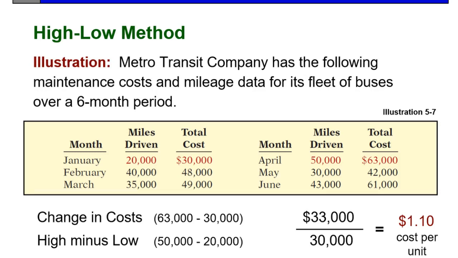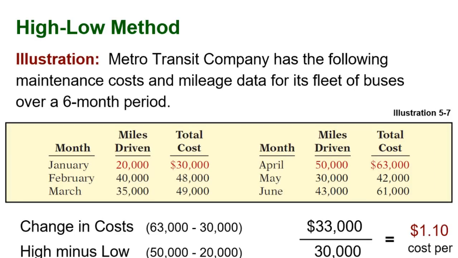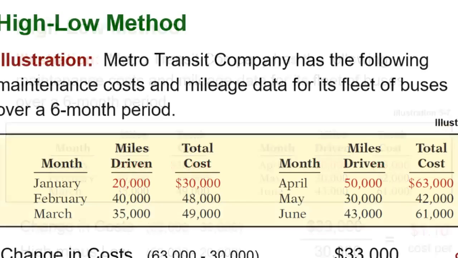That gives us the variable cost per unit. For example, here we have Metro Transit Company with the following maintenance cost and mileage data. There you have 6 months: January, February, March, April, May and June. You have the miles driven in January, 20,000, at a total cost of $30,000. February is double the miles, 40,000, but not double the costs. That's why this is a mixed cost.